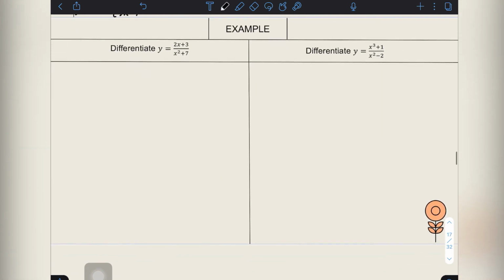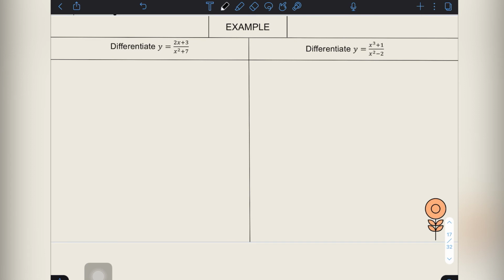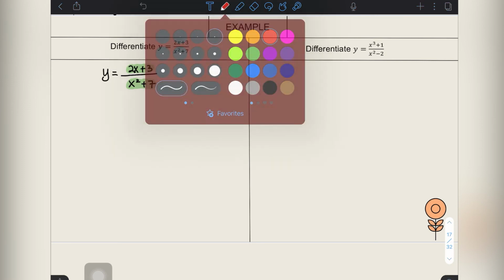You need to differentiate the function 2x plus 3 divided by x squared plus 7. So if you write your equation here, you have y equal to 2x plus 3 divided by x squared plus 7. You want to differentiate. And you can see here you have two different functions, the first one on top and the second one in the denominator. So both functions have been separated by the process of division.